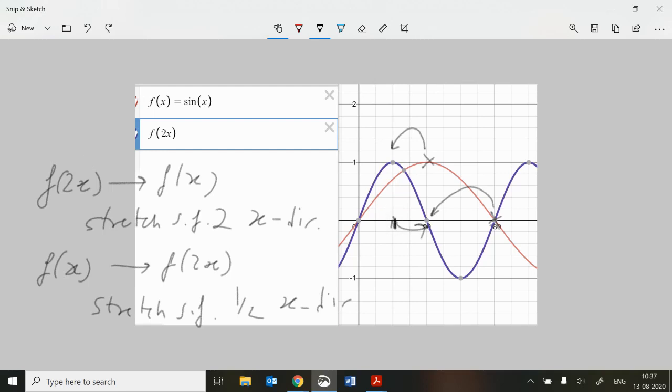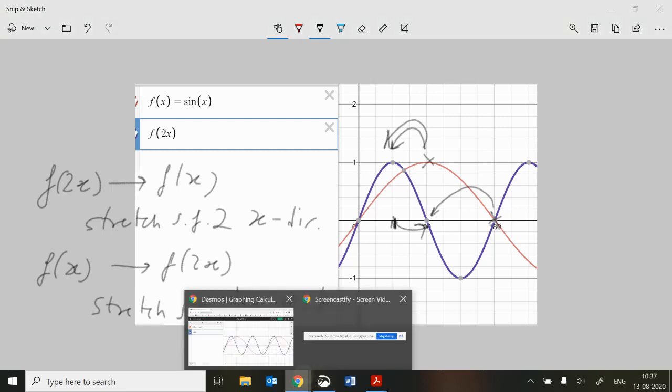So when I put 45 degrees in here, I'll get f of 90, and f of 90 is saying sine of 90 degrees, and sine of 90 degrees is my height of 1, and so that's what I'll plot when I put in 45 degrees. Okay, so it's taking values which are from twice as far away on the original graph. So that's why it's working backwards.